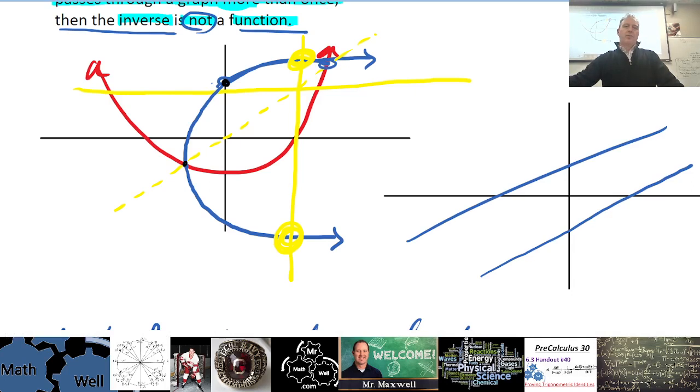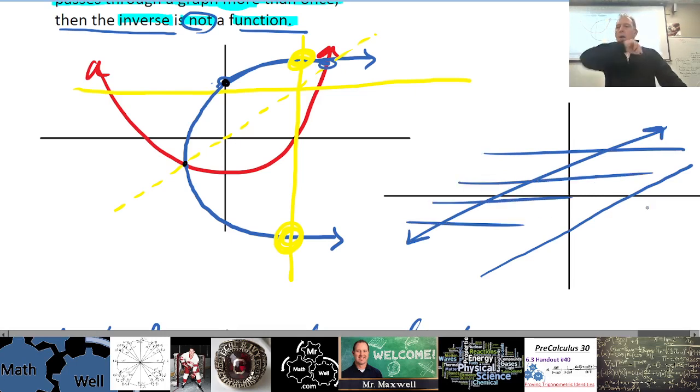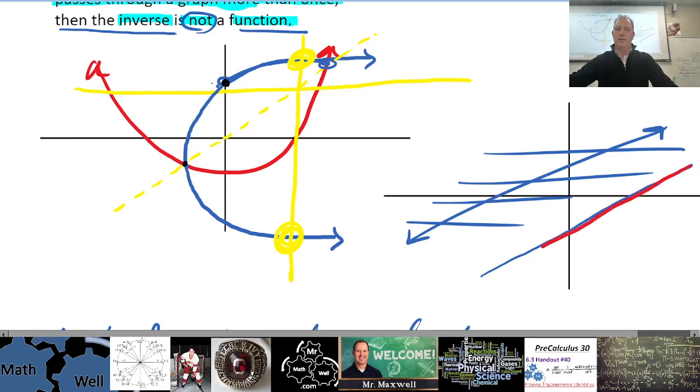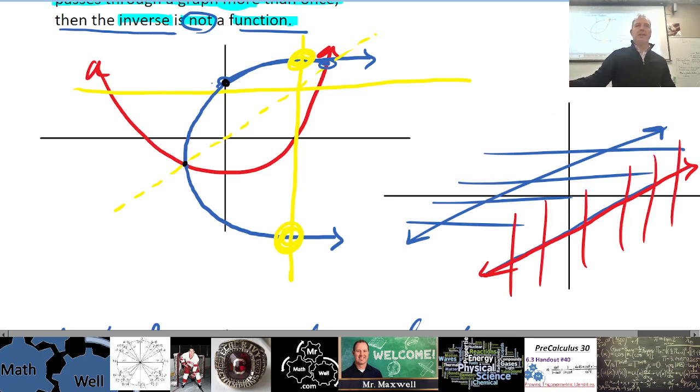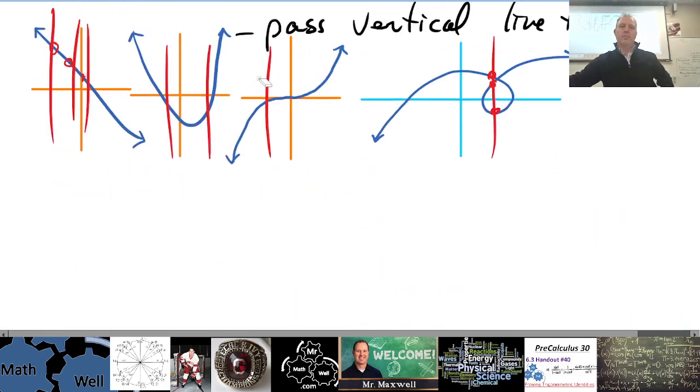And if it passes the horizontal line test, like over here, if this is our original graph, it passes the horizontal line test. The inverse could look just like this line. That's the inverse of it, right? If it parallels the y equals x line, then this is the inverse, and of course, it passes the vertical line test too. So if it passes the horizontal line test, the inverse is a function, and that's quite possible as well. For example, this one right here passes the horizontal line test, therefore the inverse will be a function.